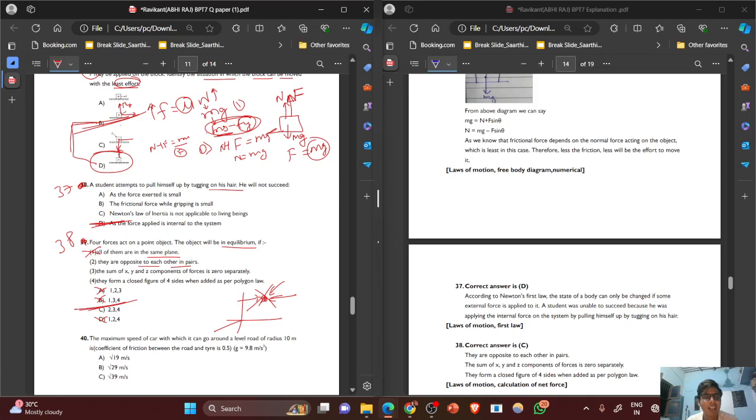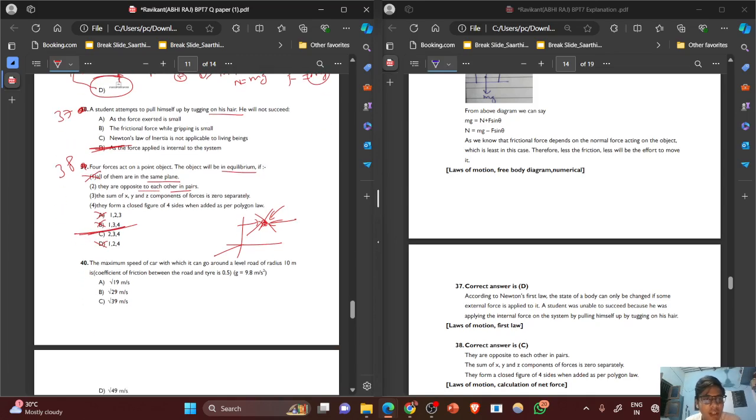Only C is correct. You can also use the elimination method, and you know it should be opposite, and all the components are zero. And if the polygon is closed, then the net force is also zero. So option C is your correct answer.